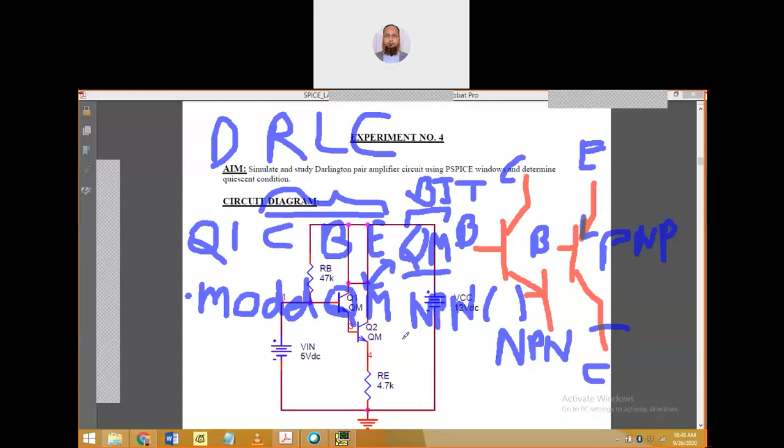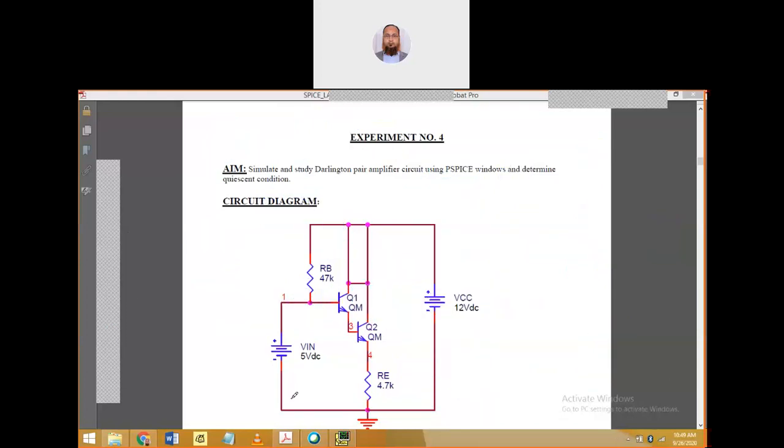If the model BJT is NPN, we write NPN and the bracket with the parameters inside. If it is PNP, we write PNP here, and then the bracket and whatever the model parameters are. Like this we define the BJT. I hope there is no doubt or confusion. If you have any question right now, you can ask. Then we'll move ahead.